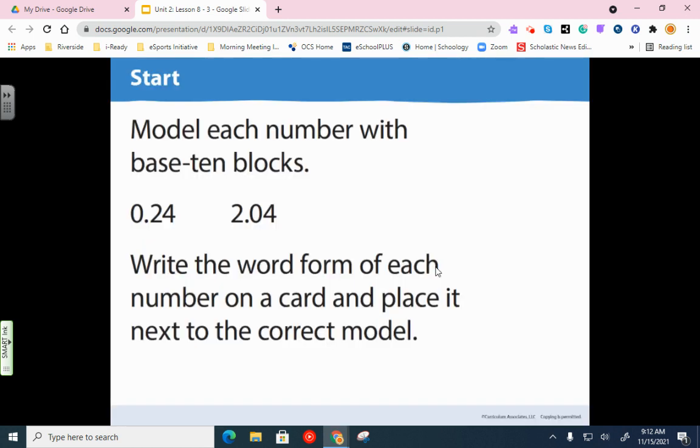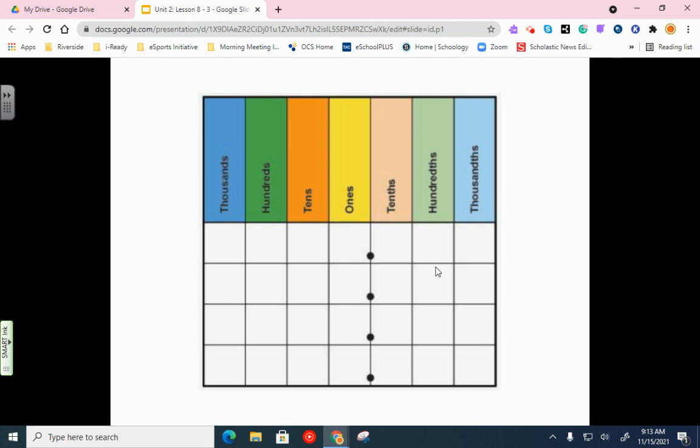Now, for this warm up, it wants us to use base 10 blocks, but because that's not really practical, we don't really have a set of these on us at all times, we're going to use a place value chart, which is something we can make really quickly on our own with a piece of paper. And let's compare these two numbers and then write them in word form. So we have 0.24 and 2.04. Now I'm not saying them properly on purpose, but we're going to go over that in the next slide.